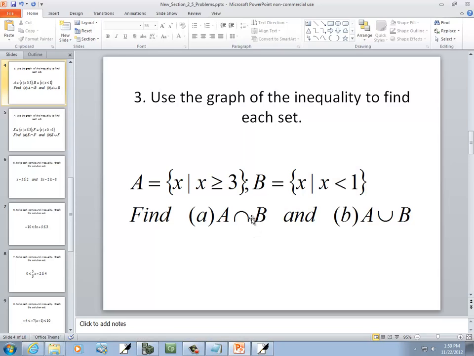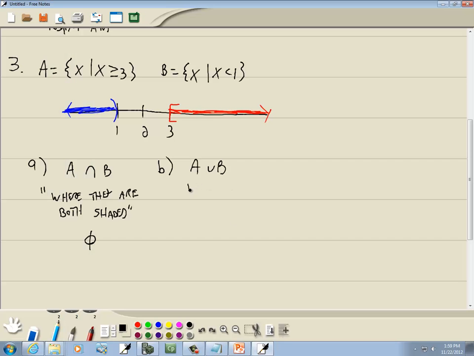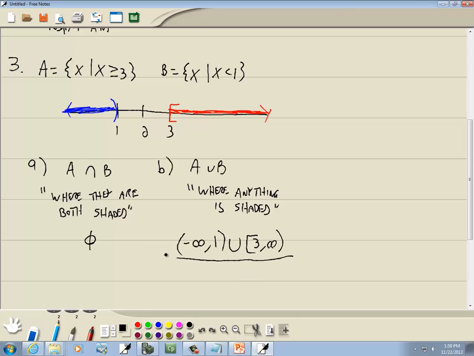And then part B is the union. Yeah, union. This is where anything is shaded. So this is where anything is shaded. Well, this is shaded from 1 to the left, so it's going from negative infinity to 1. Now, parentheses on 1. Infinities always have parentheses. Now this is from 3 to positive infinity. And parentheses on infinity. Bracket on the 3. And then we put a union symbol in between them. And that'd be our answer.